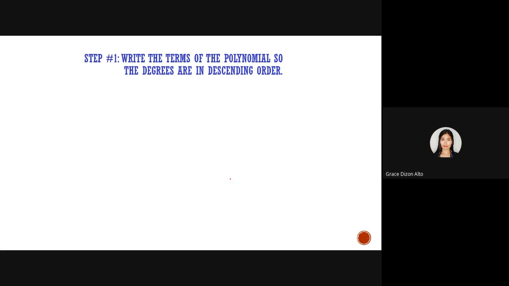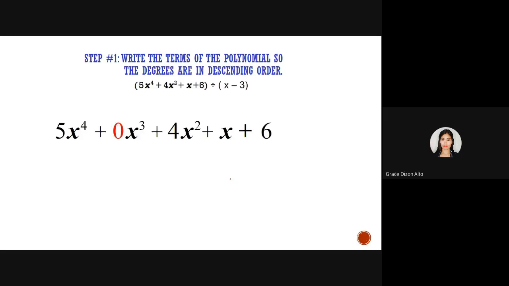Step number 1, write down the terms of the polynomial so that the degrees are in descending order. So we have 5x to the 4th, insert 0 for our x cubed, plus 4x squared plus x plus 6. We insert 0 to fill in the gap of our polynomial, since every term of the polynomial should have a numerical coefficient.